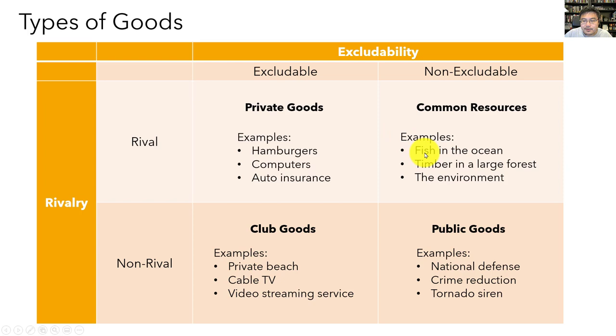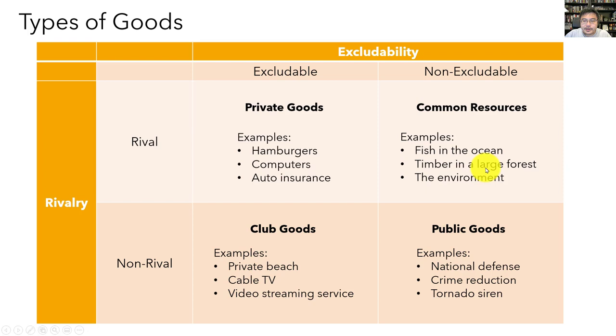Fish in the ocean are an example of a common resource. The fish are rival because when one person catches a fish, then that's one less fish for anyone else to consume. But they're non-excludable in the sense that because the ocean's large area makes it very difficult to patrol and enforce limits on fishing, you can't really stop anyone from taking fish out of the ocean. Using a similar logic, we can say that timber in a large forest is like a common resource. It's rival because if one person cuts down a tree, then that's one less tree for anyone else to cut down. But it's non-excludable because the forest's large geographic area makes patrolling and enforcing any limits on logging very difficult.